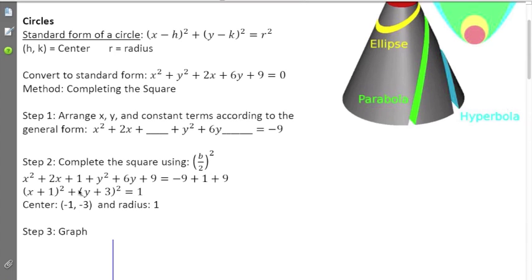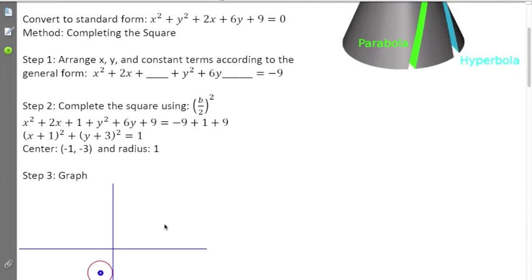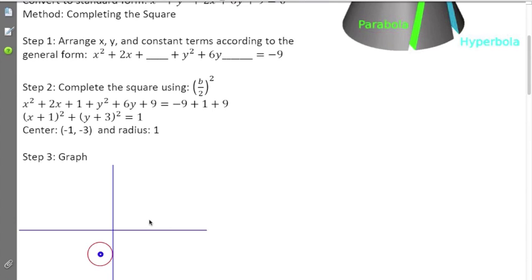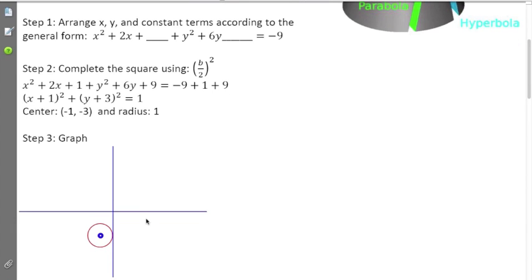Now, in order to get the h and k, I always take the opposite signs of what I see inside my equation. Now this looks like it's the same, but remember, we take the square root of the radius squared to get the actual radius. So the square root of 1 happens to be 1. We can go down and graph this. Now I wasn't super detailed, but you get the idea. My center is at (-1, -3), which is here. The radius is obviously just 1, so it goes all the way back to the x-axis, and it goes all the way around.